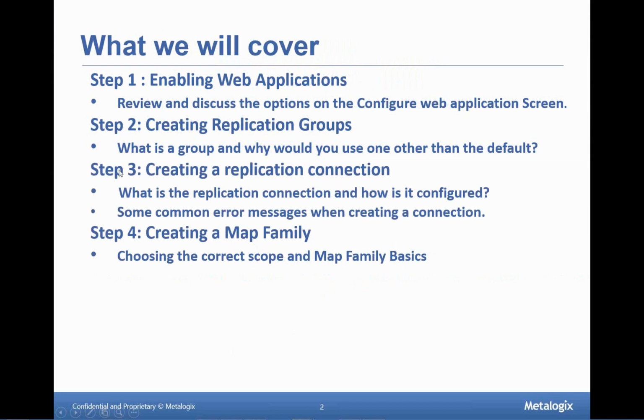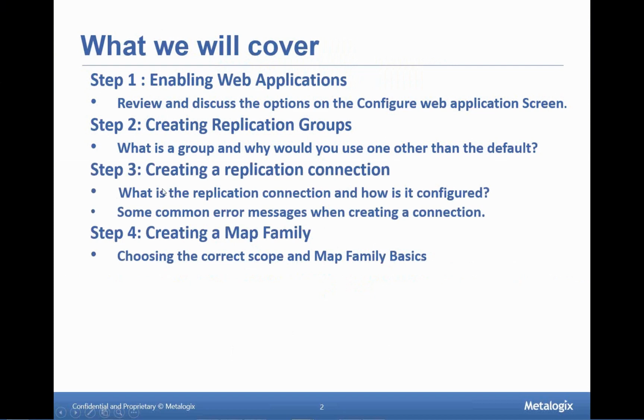Step 3 is creating a replication connection. So what is that connection and how do we configure it? And we'll look at some common error messages when you're creating a connection. And then we'll also look at creating a map family and choosing the correct scope and some map family basics.